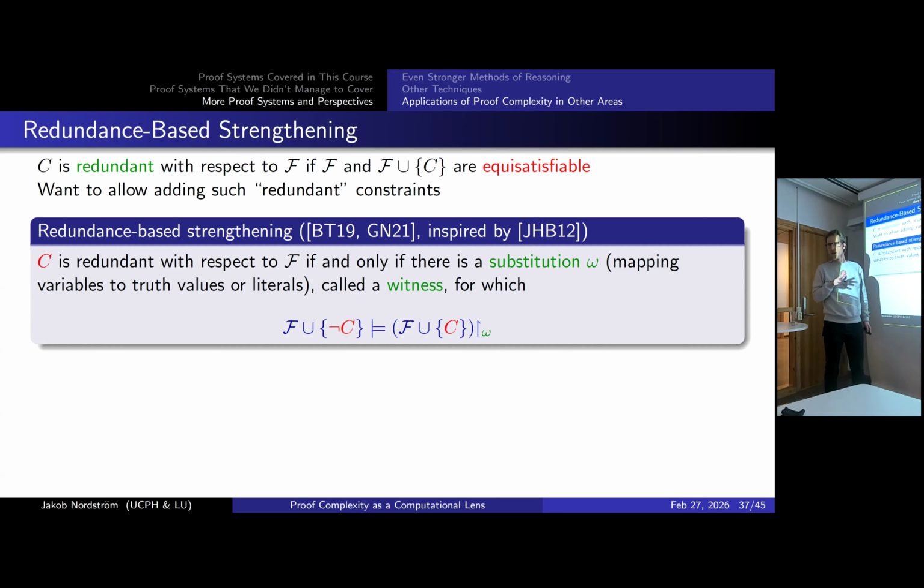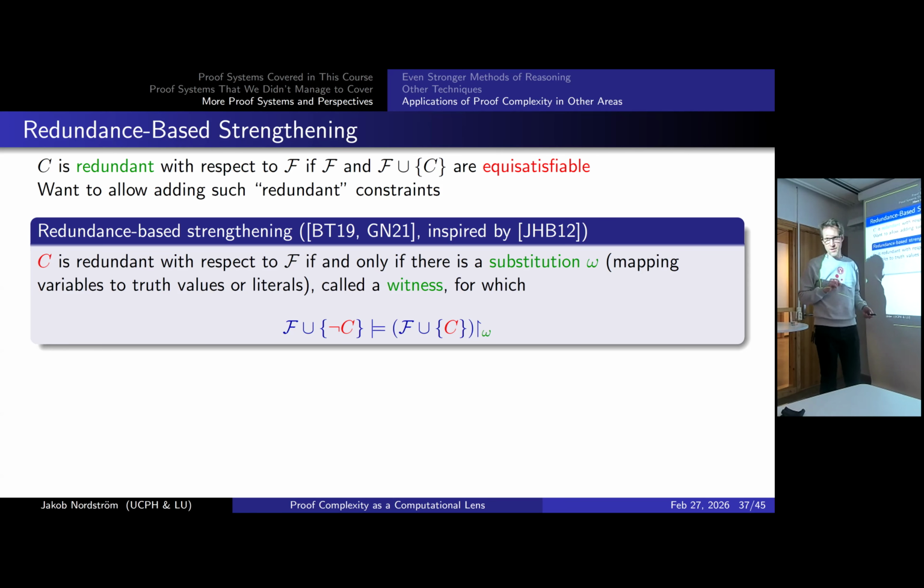You take F, and you take the negation of C, and there should be some kind of substitution, mapping variables to literals or truth values, such that F union the negation of C should imply F union C not negated, all of this under the restriction or the substitution omega. I claim that this is an if and only if. If I can find such an omega, then C is redundant. If C is redundant, then such an omega exists.